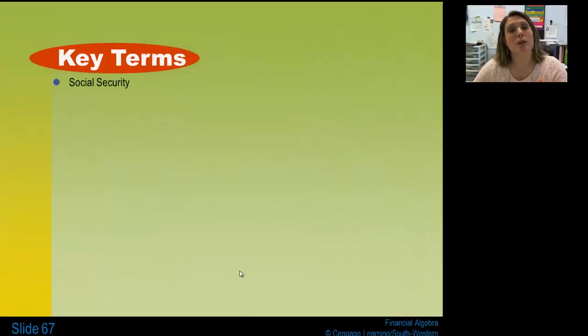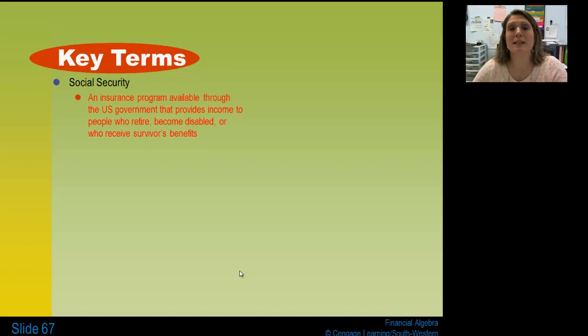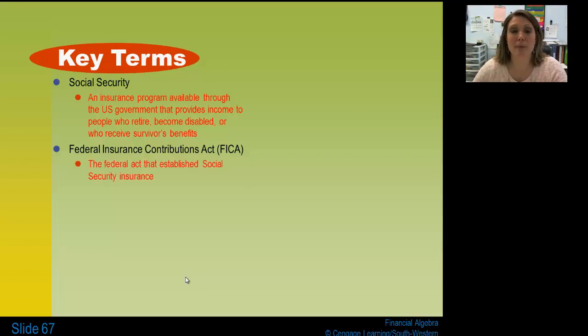So our key terms: Social Security. Social Security is an insurance program available through the U.S. government that provides income to people who either retire, become disabled, or who receive survivor's benefits. The Federal Insurance Contributions Act, FICA, is the federal act that established Social Security insurance. So usually on your pay stubs you will see FICA, and that is for your Social Security deductions.